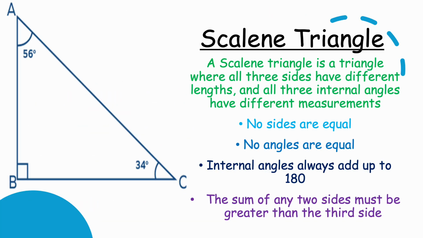A scalene triangle is a triangle where all three sides have different lengths and all three internal angles have different measurements. No sides are equal, no angles are equal. Internal angles always add up to 180. The sum of any two sides must be greater than the third side.